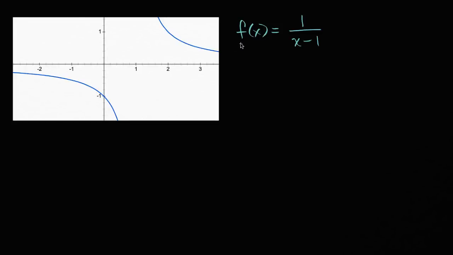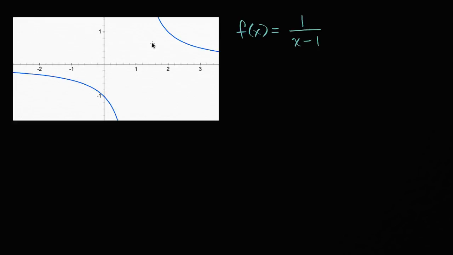So there are situations where you have some type of a function. This is clearly a nonlinear function. F of x is equal to 1 over x minus 1. This is its graph, or at least part of its graph right over here. But where you want to approximate it with a linear function, especially around a certain value.